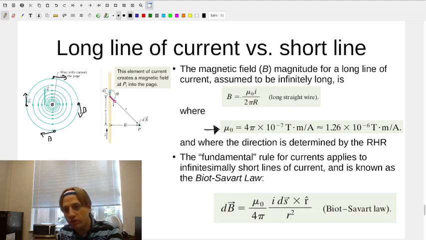Now, as we'll discuss more next time, there's actually a fundamental rule called the Biot-Savart law, which allows you to find the magnetic field from any configuration of static currents. So this is the fundamental law of magnetostatics, the same way that Coulomb's law was the fundamental rule of electrostatics.